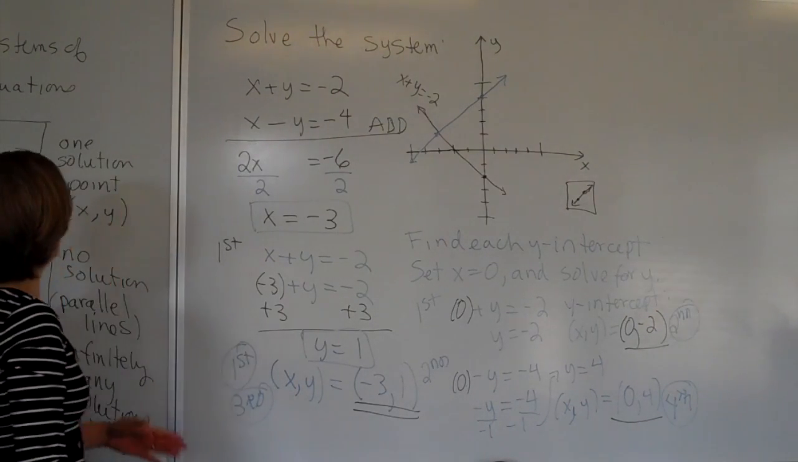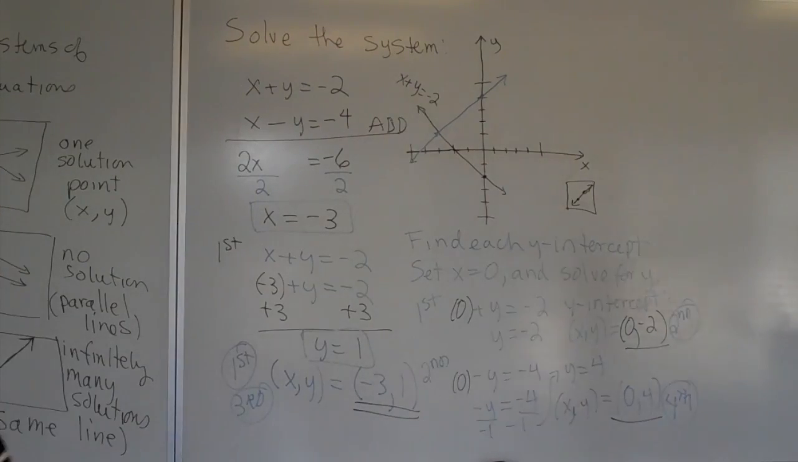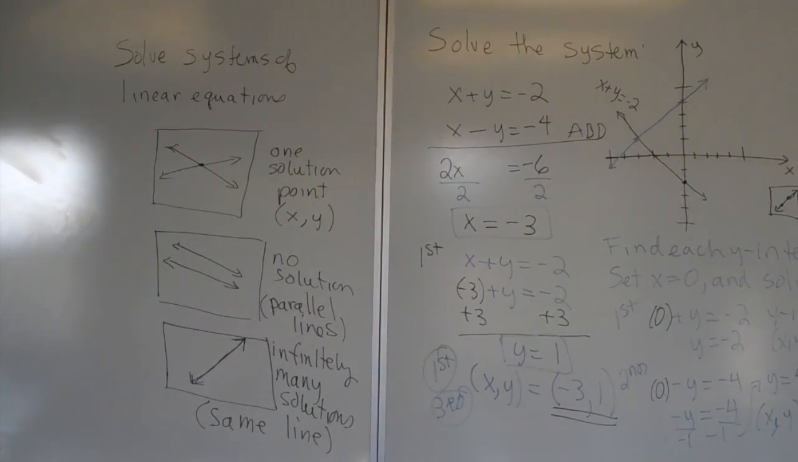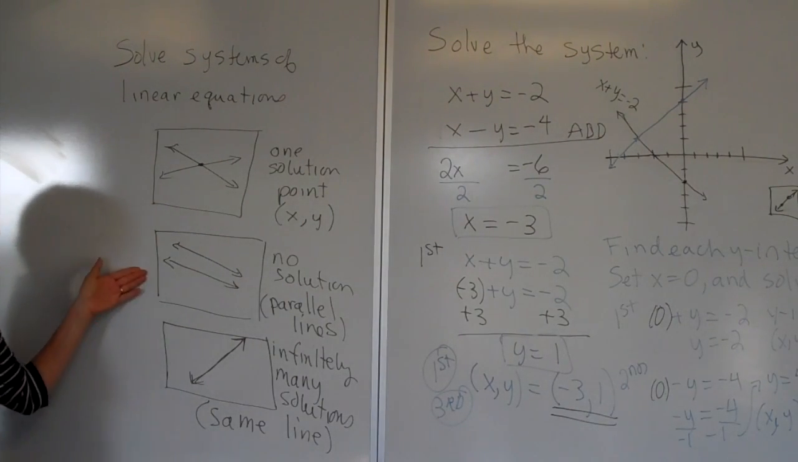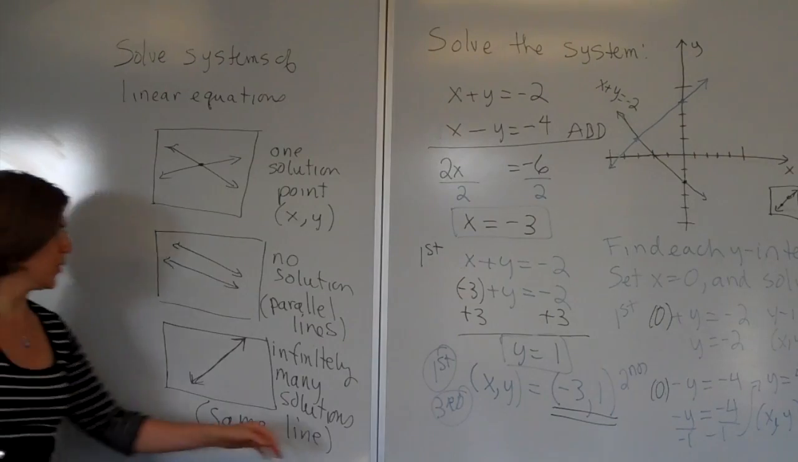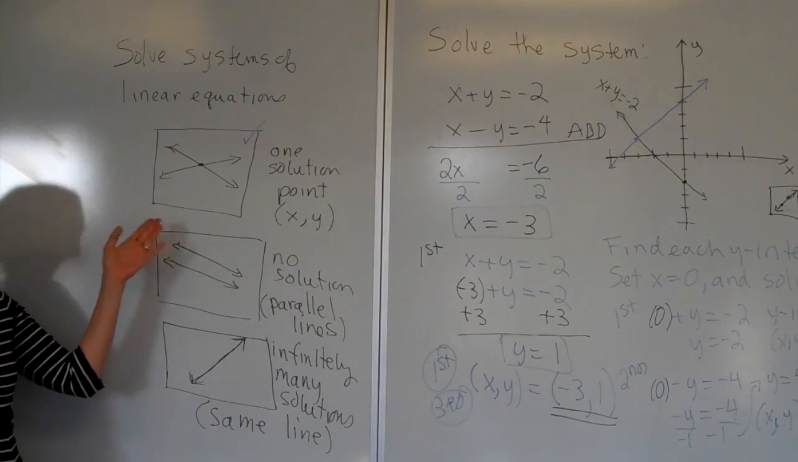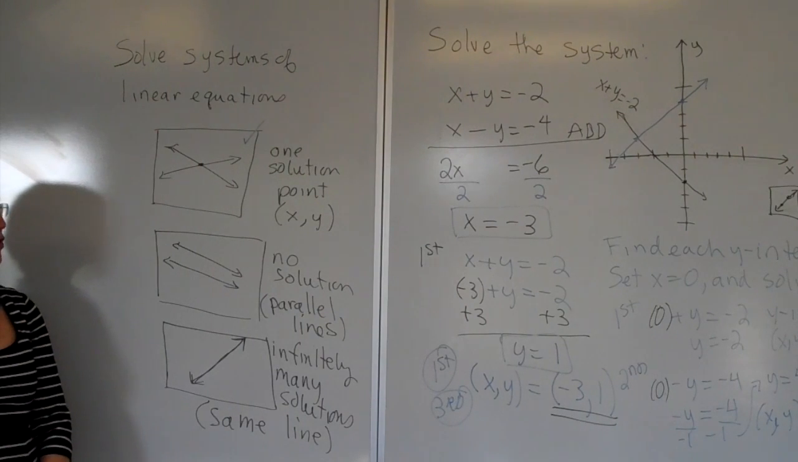Now, if we think back to what we talked about before, which situation are we in terms of our system of equations? Did we get one solution, no solution, or infinitely many solutions? Notice that we got one solution point. This is the solution point shown, the solution (-3, 1).